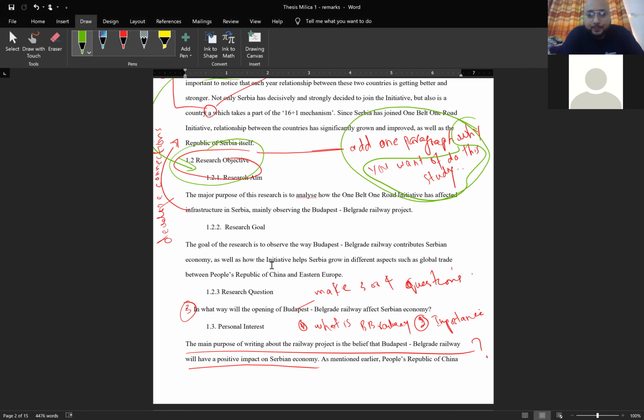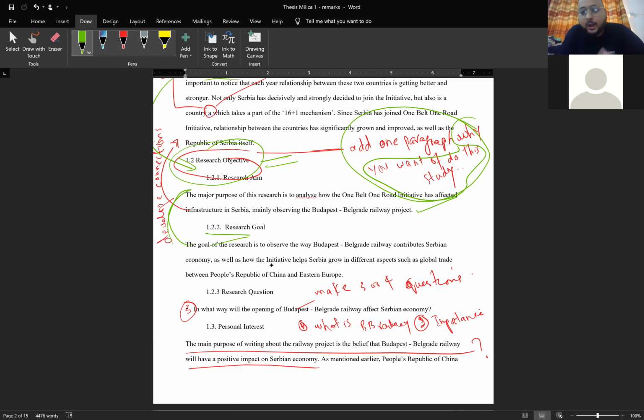For example, here you mentioned the research objective, very nice. And when you see here the research goal, there is no connection between the research aim and the research goal. You can develop something. For example, you said that the main purpose of this research is to analyze how the One Belt and One Road initiative has affected infrastructure in Serbia, mainly the Budapest and Belgrade railway project. You analyze that one very nicely. And then here you should mention something like that.